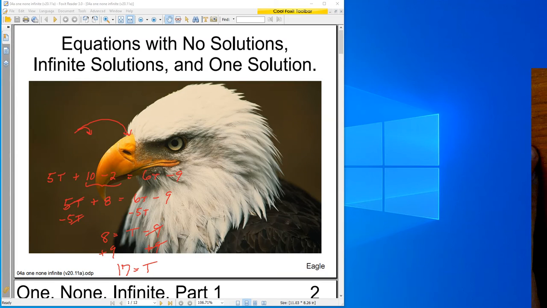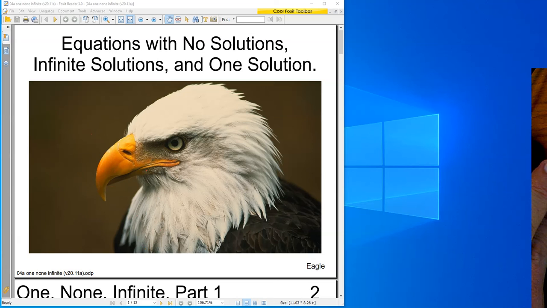Hey, it's Mr. Barr, and this is one none infinite, with a bunch of junk on top of the eagle. There we go. Equations with no solution, infinite, or one solution. I like it: one none infinite, one none infinite. That's our title.